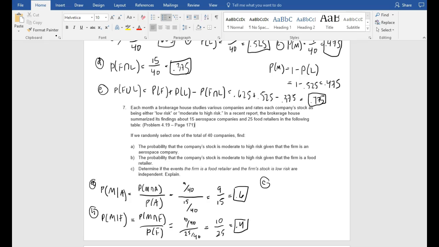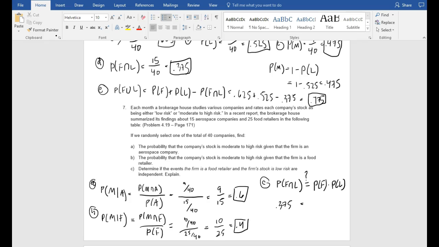So the two things that we're looking at are food retailer and low risk. So we'll say probability of food and low risk is equal to question mark the probability of F times the probability of L. And we have all these numbers. So we know that probability of F and L is 0.375.